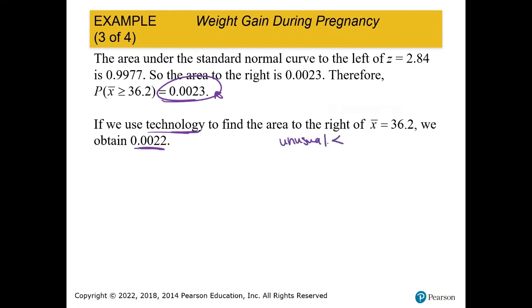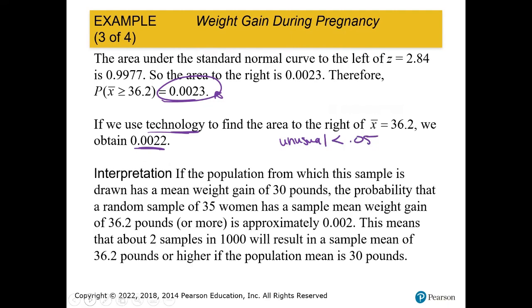Unusual is smaller than 0.05. So, is our result unusual? Yes, this is unusual. It is very, very small. The average that I got is not a common average for this population.